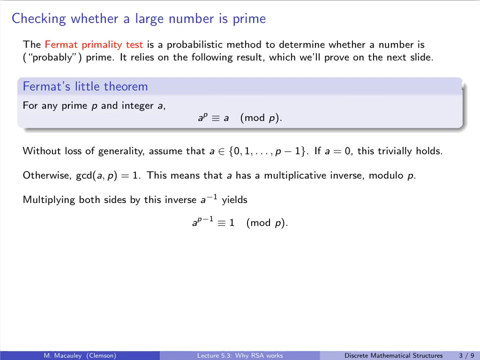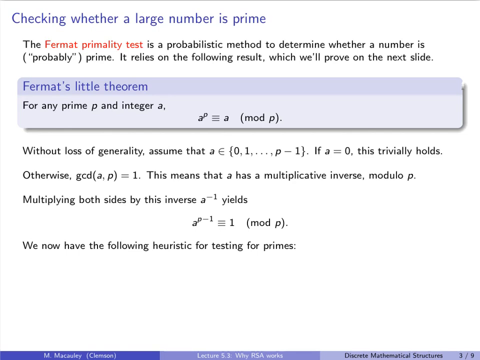I'm going off on a little bit of a tangent. We don't have to worry about how to actually compute a inverse. Let's just assume that it exists. And let's take our original equation in Fermat's little theorem and multiply a inverse on both sides. And we get a to the p minus 1 is equivalent to 1 mod p.